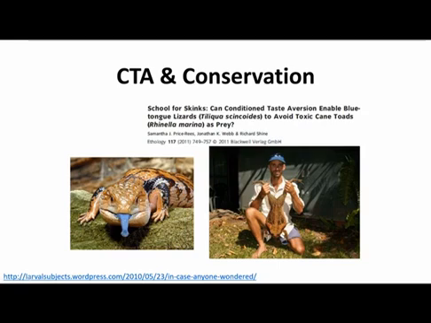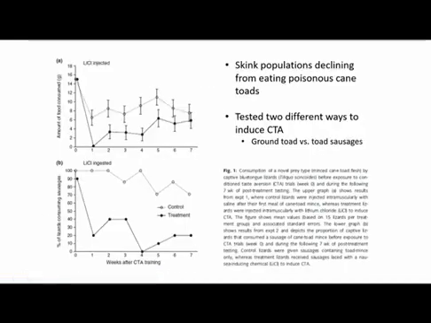And because it's an invasive species, they don't know not to eat them. So they're having a problem where these blue-tongued lizards are actually becoming very endangered because so many of them are dying from eating these invasive toad species. So these researchers decided to see if they can induce a conditioned taste aversion to get them to avoid eating these toads out in the wild.